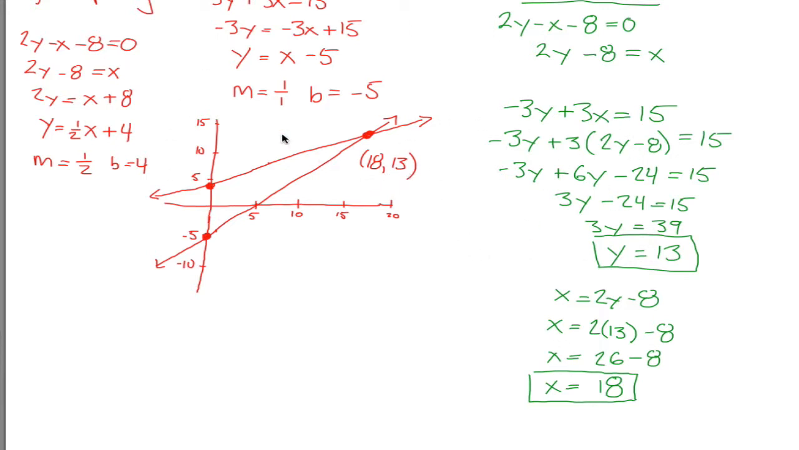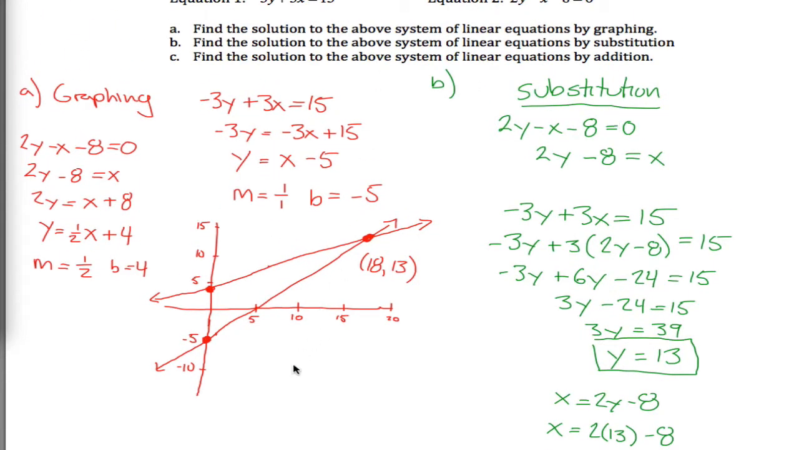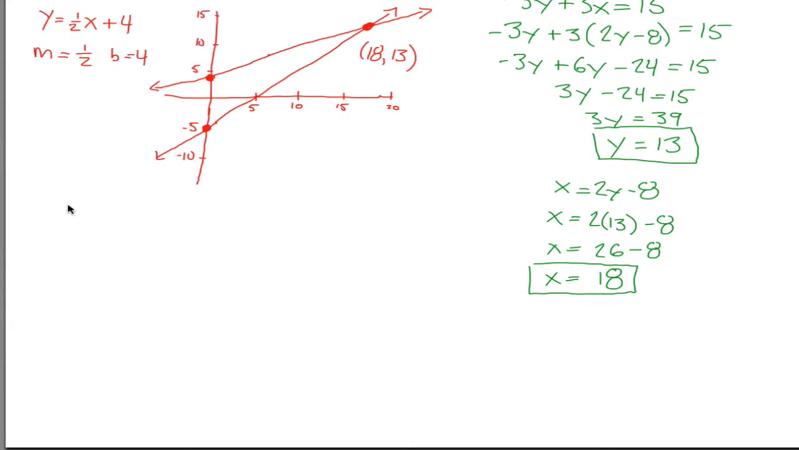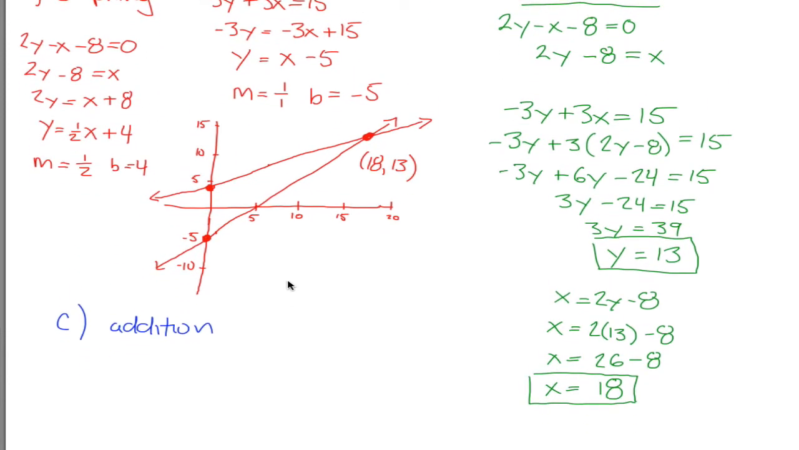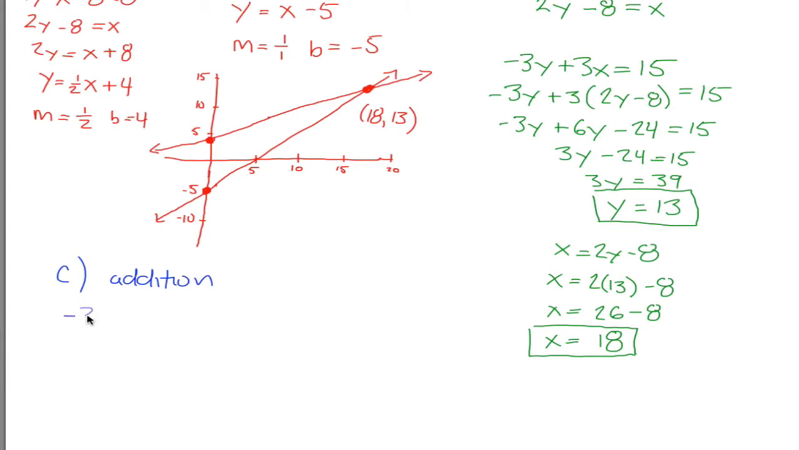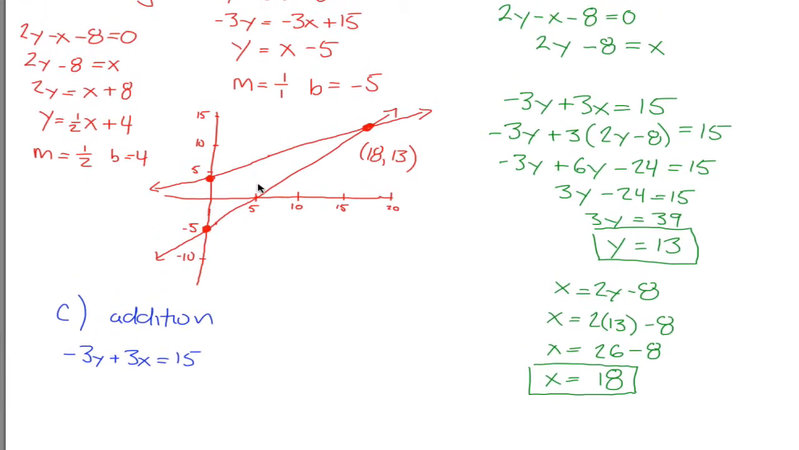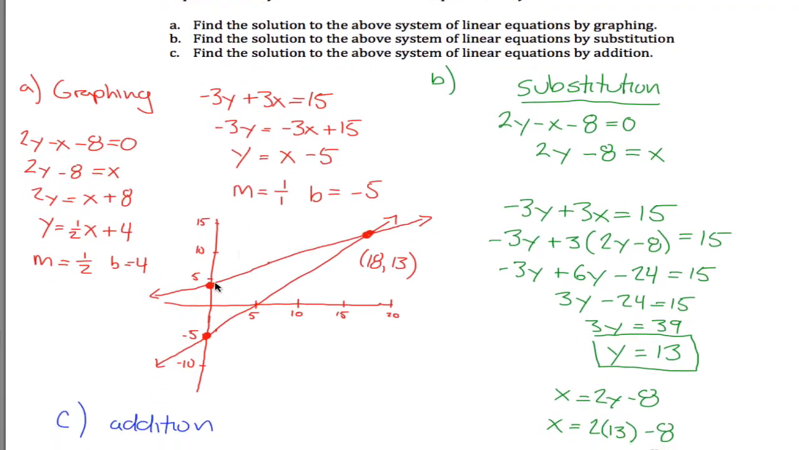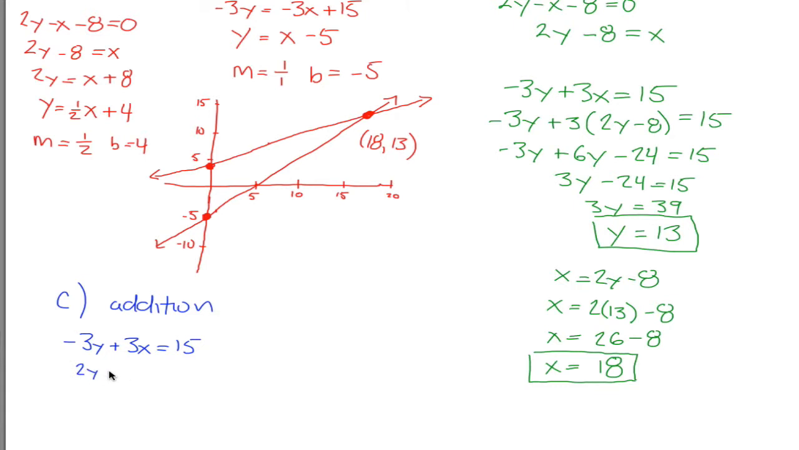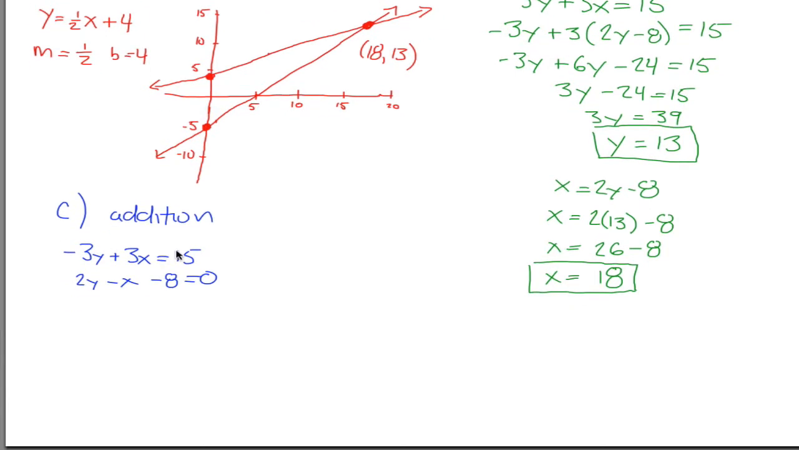I kind of wanted to illustrate the weaknesses in the graphing method and the advantages to doing things algebraically, either by substitution or by addition. So finally, let's finish this up, do it by addition. I got my two equations, -3y plus 3x equals 15, and 2y minus x minus 8 equals 0. So the first step, what you want to do is line everything up.